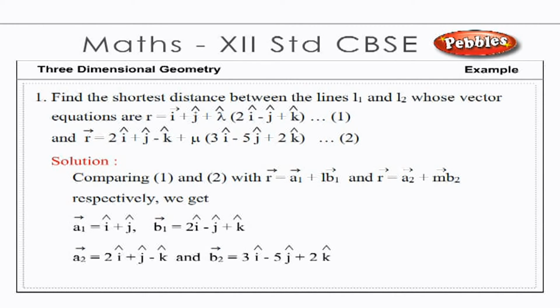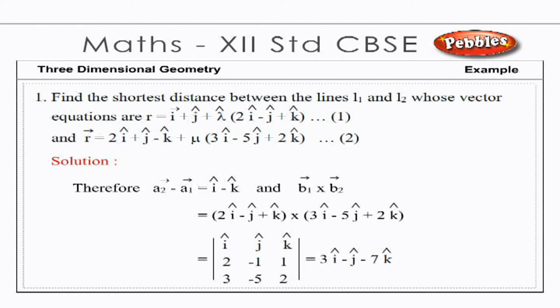Comparing 1 and 2 with r vector = a1 vector + lambda b1 vector and r vector = a2 vector + mu b2 vector respectively, we get a1 vector = i cap + j cap, b1 vector = 2i cap − j cap + k cap, a2 vector = 2i cap + j cap − k cap, and b2 vector = 3i cap − 5j cap + 2k cap.